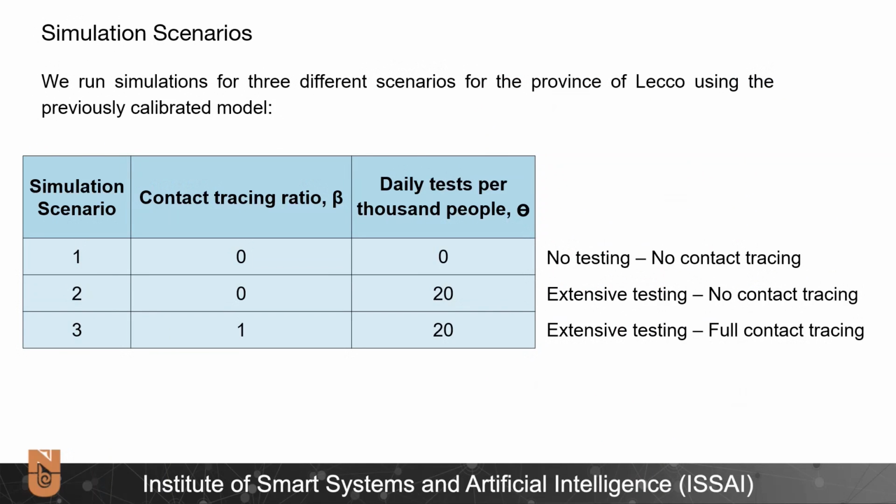To illustrate the effectiveness of each of these 2 modules, we have performed a parametric analysis that is provided in the paper. But for now, let's have a look at the 3 following scenarios performed on the previously calibrated model for Lecco province in Italy. Scenario 1: no contact tracing and testing modules are used. Scenario 2: no contact tracing and 20 tests per 1,000 people. And scenario 3: contact tracing is set to 1 and 20 tests per 1,000 people maintained.